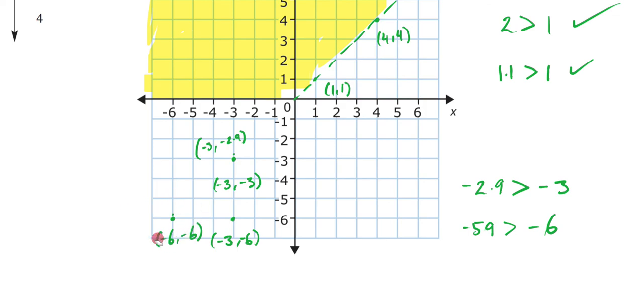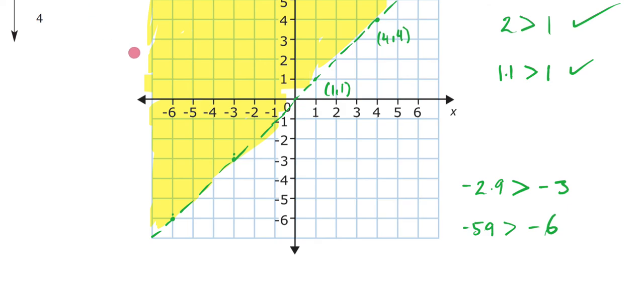So I'm going to rub all of this out. And I'm going to draw a dotted line again because we know that we're not including the line, and we know it's anywhere above the line. So I'm going to highlight all of this. All right, we've now done the third quadrant.